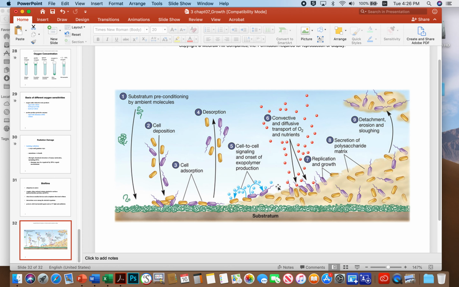And here you see them growing, but they're also communicating with each other, the cell-to-cell signaling, and that's triggering exopolymer production. Then eventually more cells grow and more nutrients diffuse in and more nutrients deposit, and the microbes start to form these huge piles. And again, these can be on the enamel of your teeth, or on a scrubby looking rock in a stream or wherever.